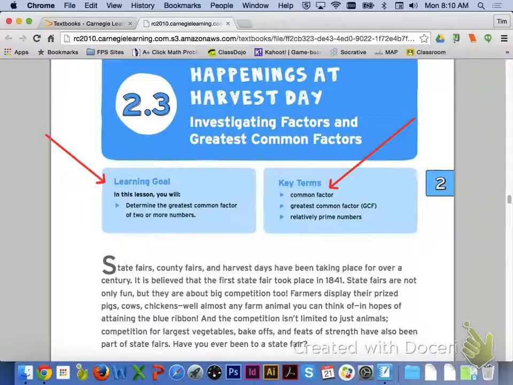Hi class, in lesson 2.3 we will be investigating factors and greatest common factors. Learning target for today, we will determine the greatest common factor of two or more numbers. Key terms to look for in this lesson: common factor, greatest common factor, acronym GCF, and relatively prime numbers.